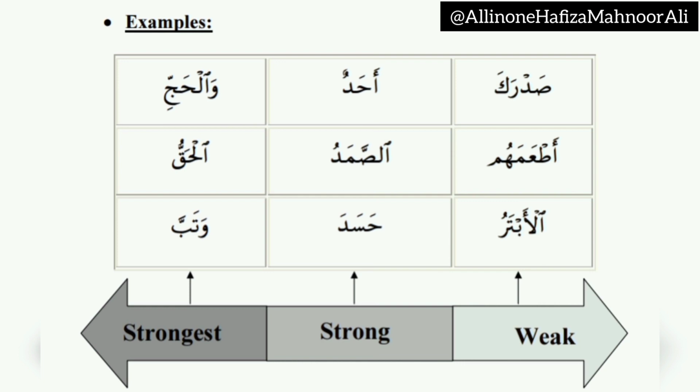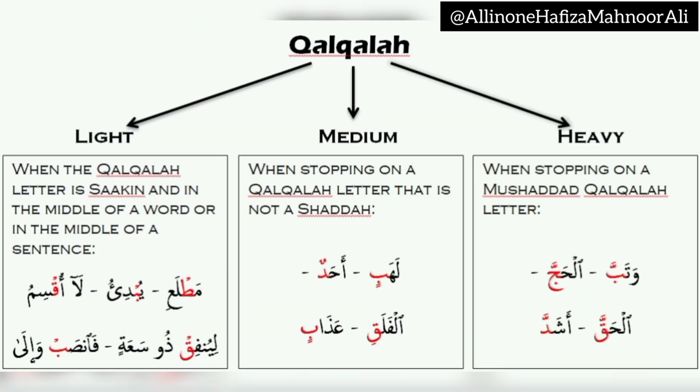Now let's look at the types of the qalqalah. We have 3 types of qalqalah: light qalqalah, medium qalqalah and heavy qalqalah. Basically light qalqalah is the weak one, medium qalqalah is the strong one, and heavy qalqalah is the strongest one. Now firstly look at the light qalqalah. When the qalqalah letter is sakin and in the middle of a word or in the middle of a sentence, then it will be a light qalqalah or a weak qalqalah. The qalqalah sound will be weak.